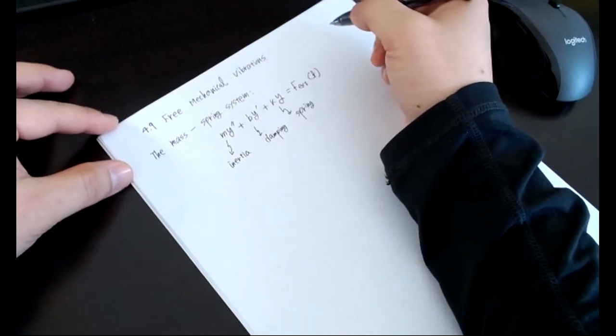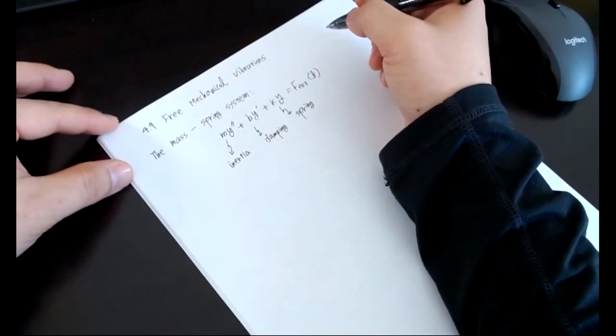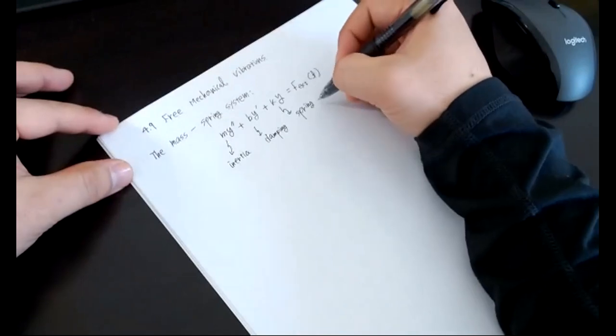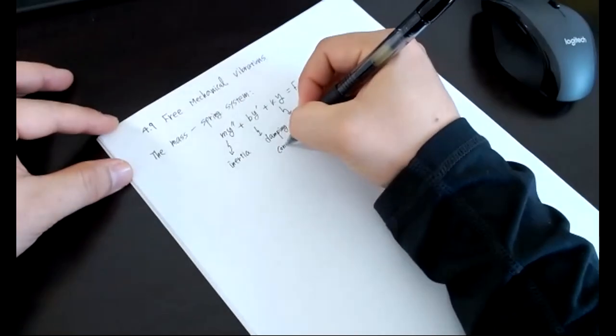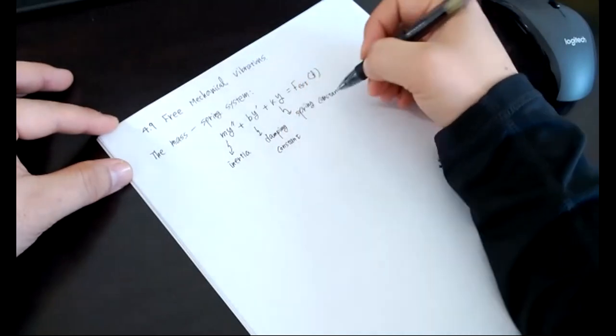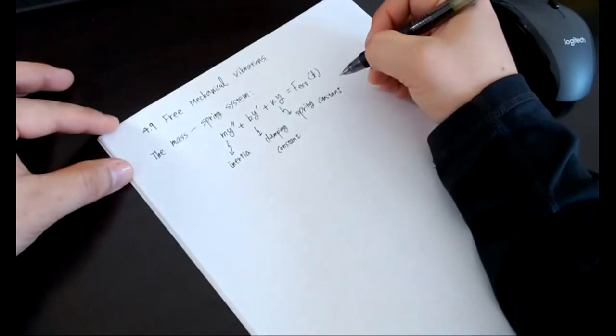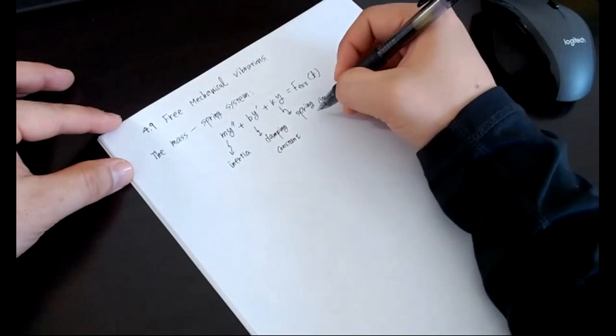The spring constant, you can think of as the steepness of the spring, and b is the damping constant.